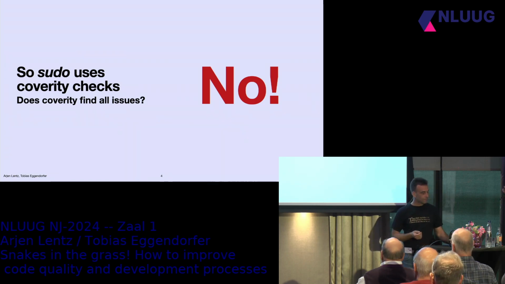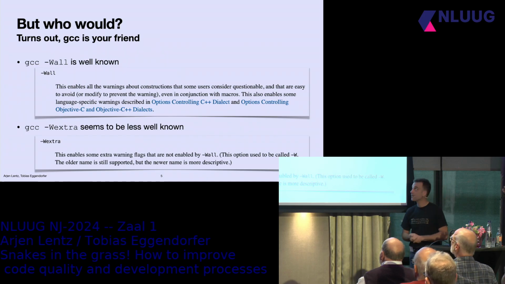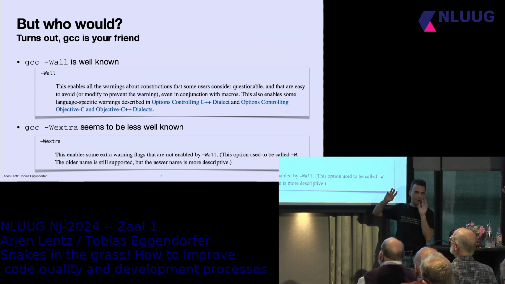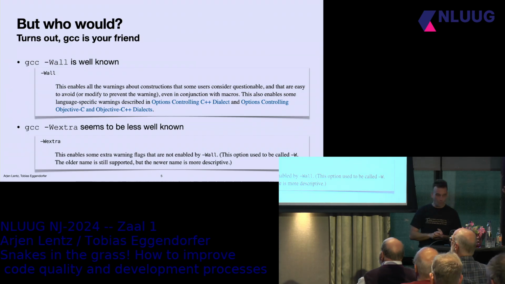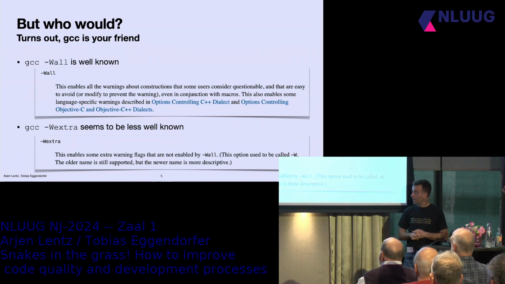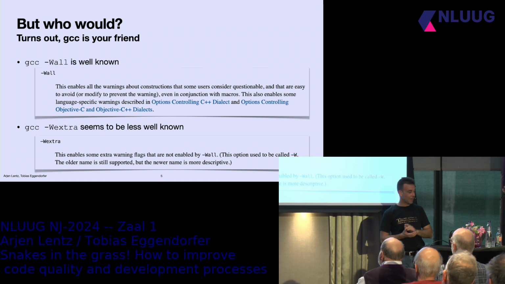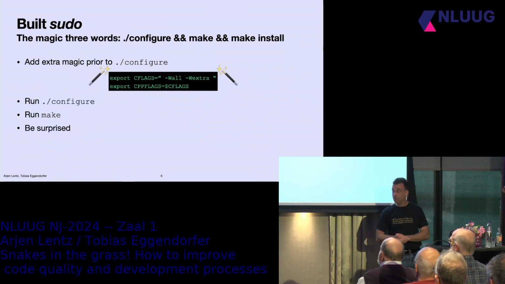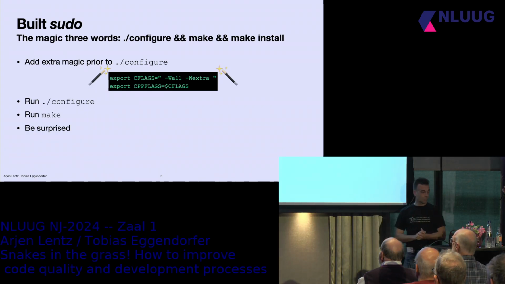So we figured run GCC. And if you look at the documentation, there's a rather new feature, -Wextra, which adds a set more of warnings than -Wall does, which we're not really surprised of. That's because it's extra. And we then thought, well, let's integrate it into building sudo. And that's very simple. We just set some CFLAGS and run configure, run make.